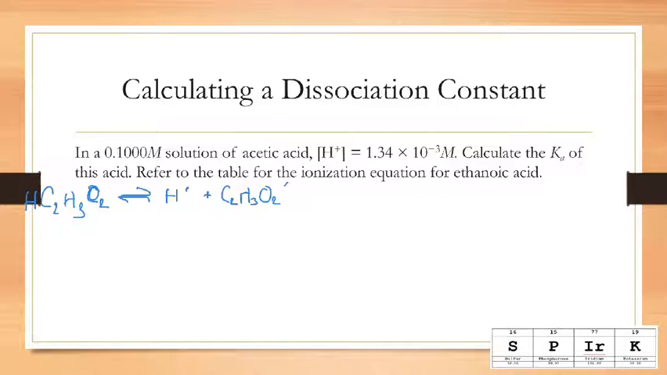So down the left-hand side, we write ICE: initial, change, and equilibrium. So initially, we have a solution of 0. Let's try this in a different color.